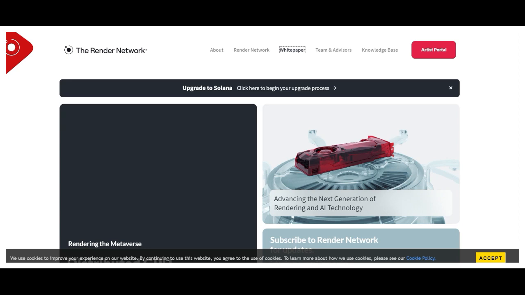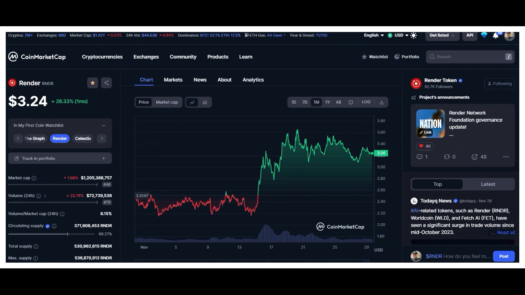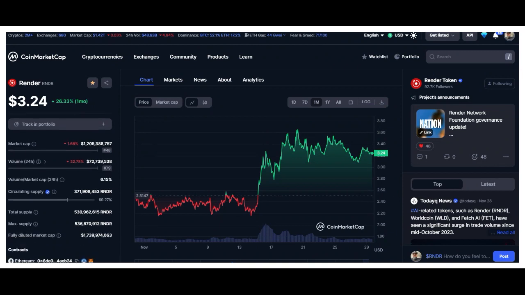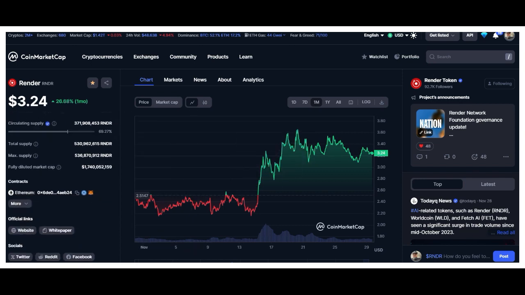So let's head over to CoinMarketCap. Just wanted to come back to the camera so I could do this. Let's head over to CoinMarketCap. All right, so looking at this coin, obviously it's a pretty expensive coin. It's sitting at $3.24 with a market cap of $1.2 billion. Their circulating supply is 371 million Render tokens, max supply of 536 million Render tokens.